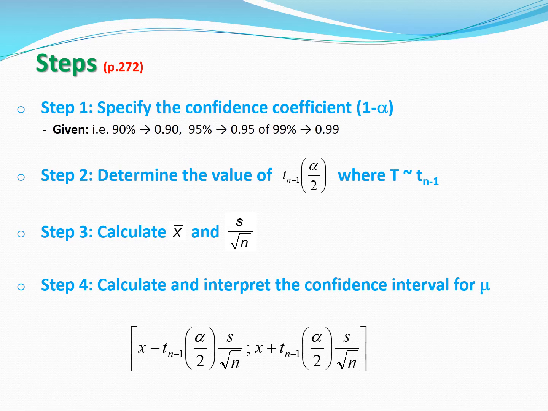So you will have to look it up from the t-table. Then for step 3, we calculate our sample mean and our standard error for the sample mean if it's not given. And then for step 4, we calculate and interpret a confidence interval for the population mean.